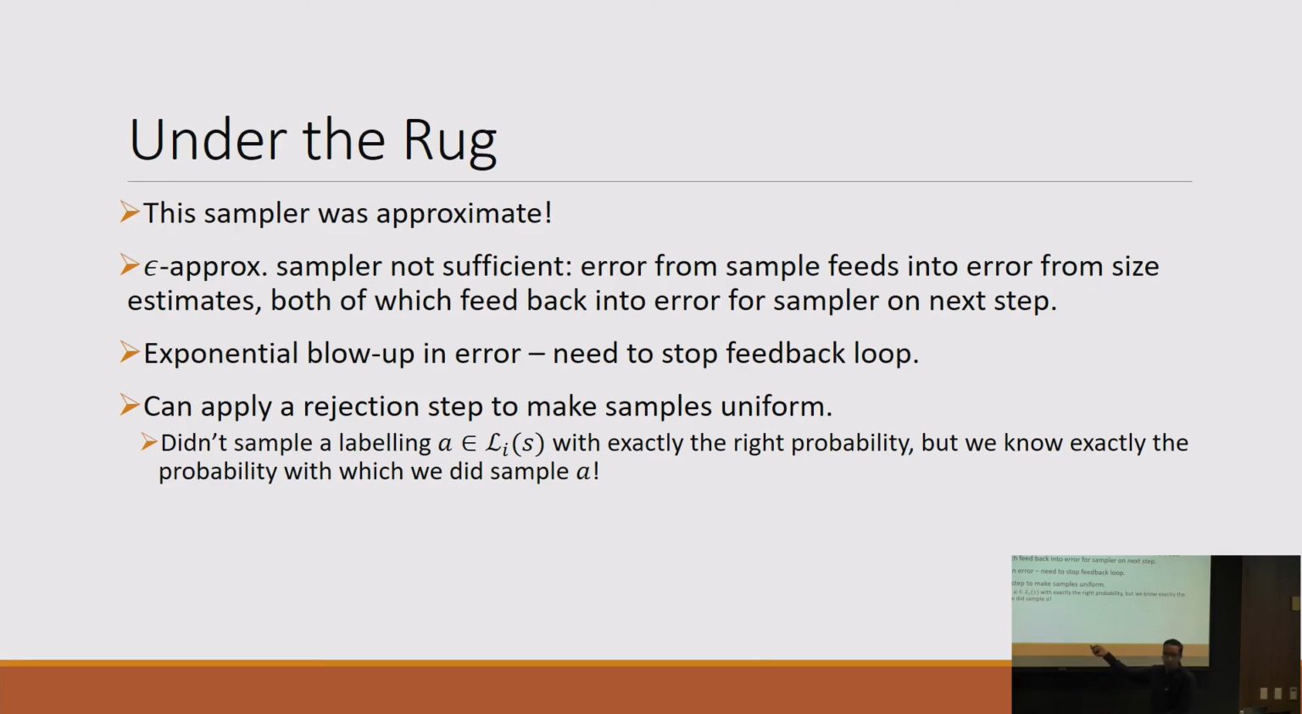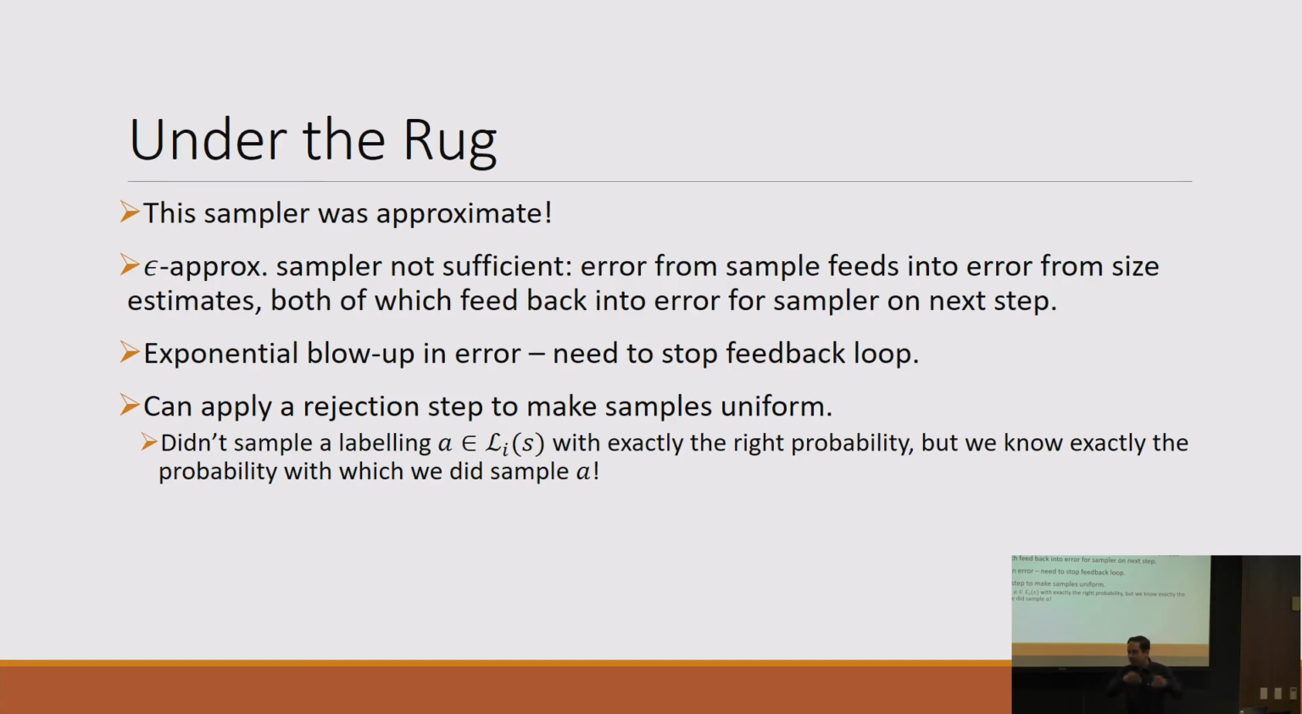And I didn't sample it with truly uniform probability. I didn't sample with the right probability, and I don't know exactly the size of the set. But what I do know exactly is the probability with which I did choose to sample that element A. Because all my algorithm is doing is, at each step, I flip a biased coin, and I know exactly what the bias of the coin is. I flip a bunch of coins, and so at the end, when I have my element A, I can compute exactly the probability with which I did choose to sample A.